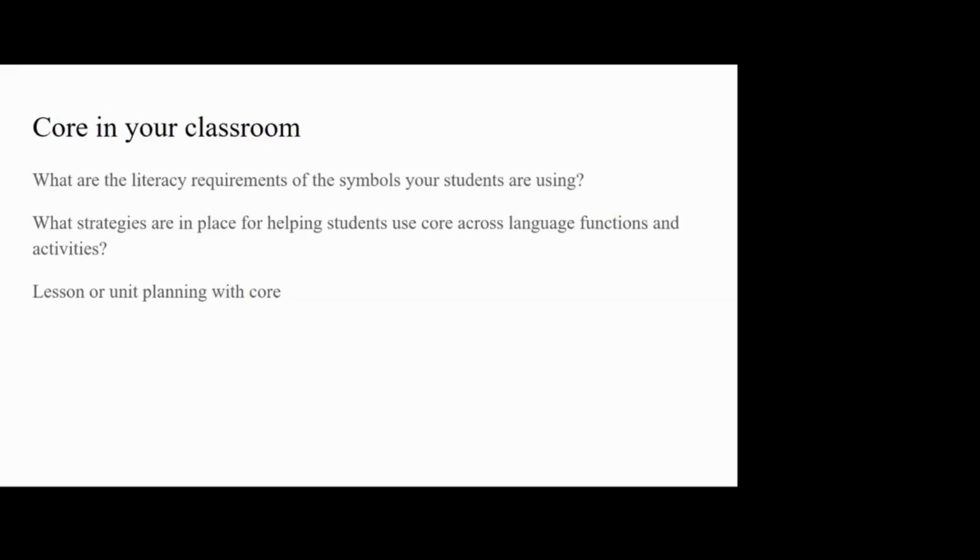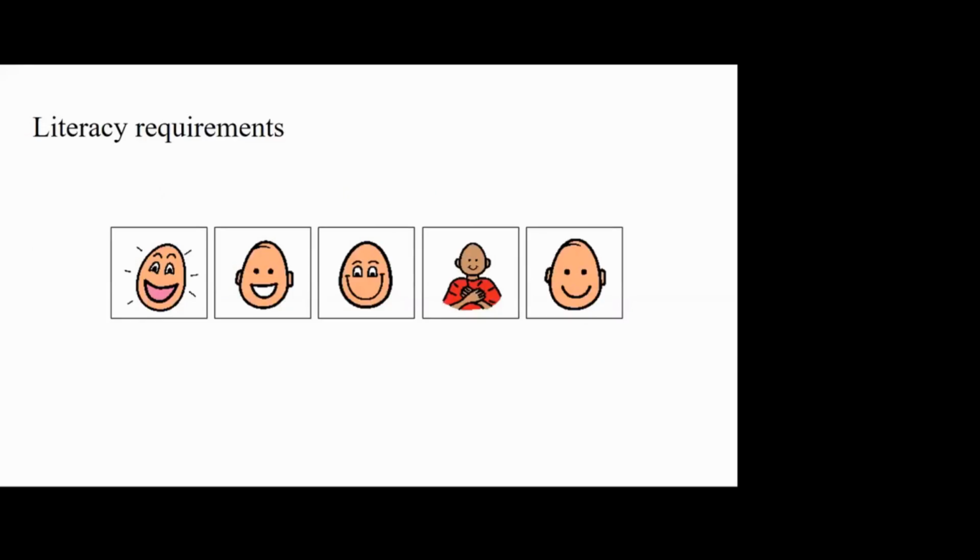Okay, so what are the literacy requirements of the symbols your students are using? What strategies are in place for helping students use core across language functions and activities, and lesson or unit planning? Okay, so when you think about literacy requirements, if your child cannot read, is not literate, which one of these means I'm excited? And which one means I want that? And which one means I'm so happy? Extra light. Right. And which one means, what did it mean? Oh, which one means my heart is happy?